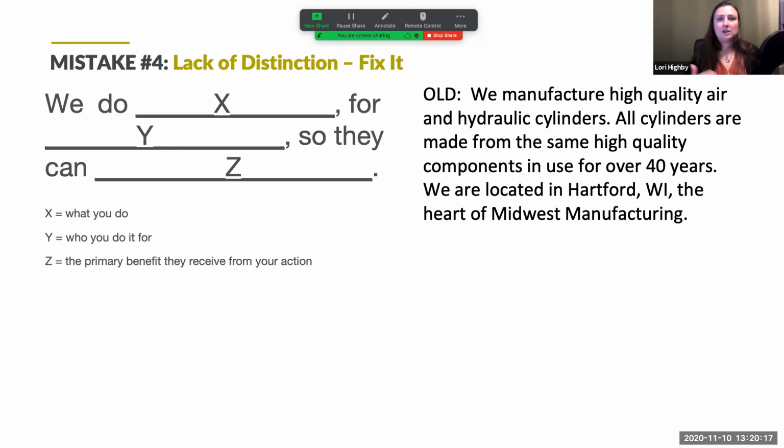We manufacture high quality air and hydraulic cylinders. All cylinders are made from the same high quality components and used for over 40 years. We're located in Hartford, Wisconsin.